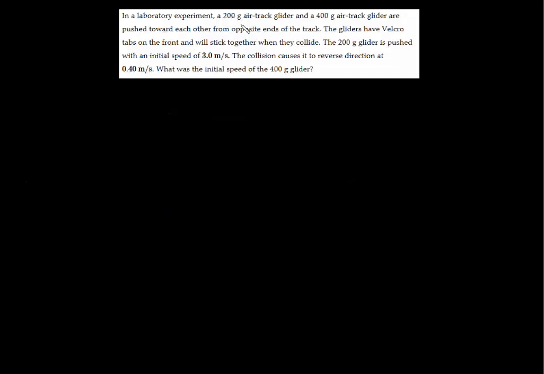So in the lab, we have a 200-gram air track glider and a 400-gram air track glider, and they're pushed towards each other from opposite ends. These air track gliders, that just means it's frictionless. The gliders have Velcro on the front and will stick together when they collide. The 200-gram is pushed with an initial speed. The collision causes it to reverse direction at 0.4 meters per second. What's the initial speed of the other glider? Okay, so let's just draw this thing.